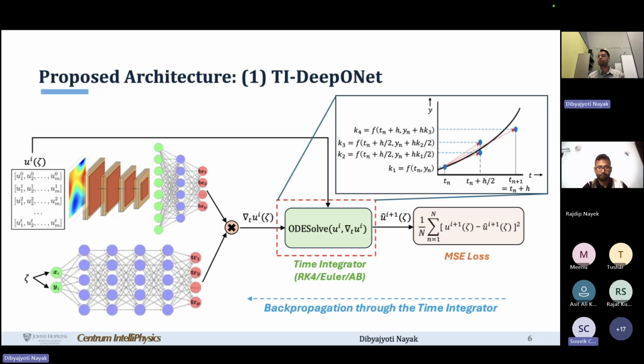Right, because you have two types of error. One is the learning error or learning uncertainty, whatever you call it, because you are learning approximately. The error is not zero. And the second one is the numerical error, because you are using an ODE solver. So I agree with what you said.